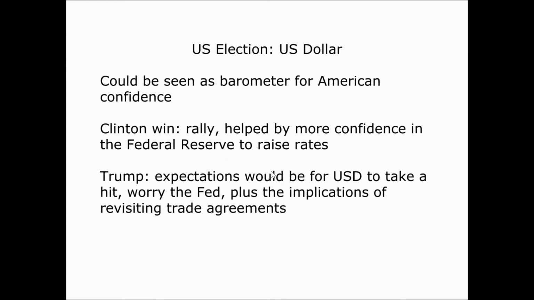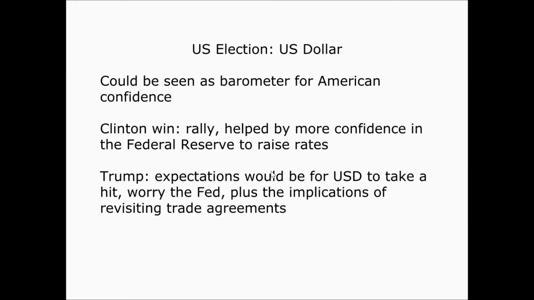So now if you look at the US dollar. Traditionally, you'd view the US dollar as something of a barometer for American confidence. And we have seen in recent years quite a lot of US dollar strength. I saw again today, I think the pound nosedived again down towards the 121 area. But traditionally, with a strong US economy, we see a strong US dollar. So once again, assuming the favorite gets in, assuming Mrs. Clinton gets in, we'd expect dollar strength.